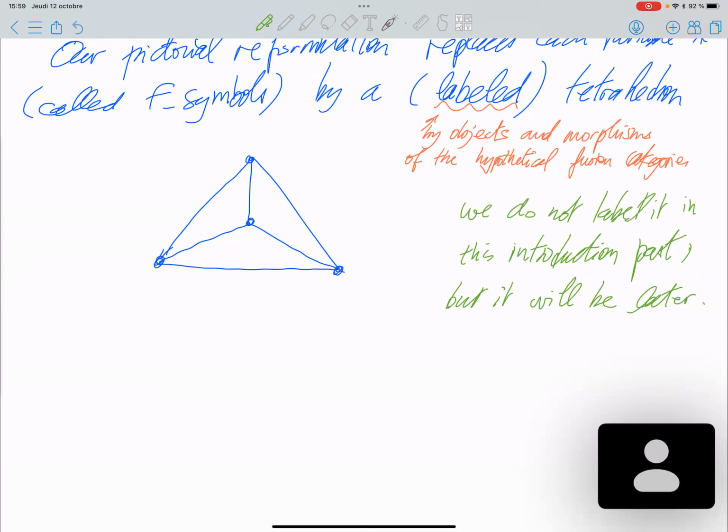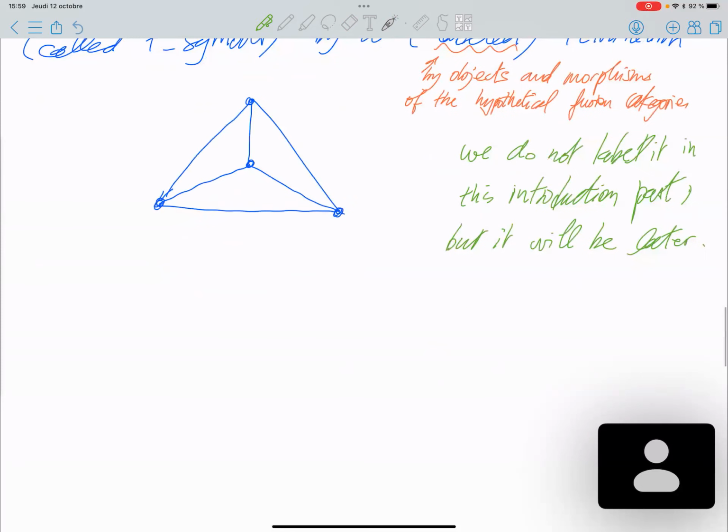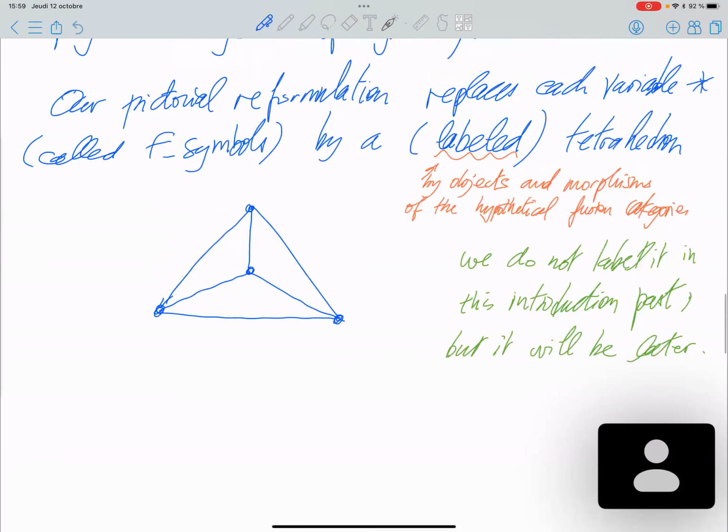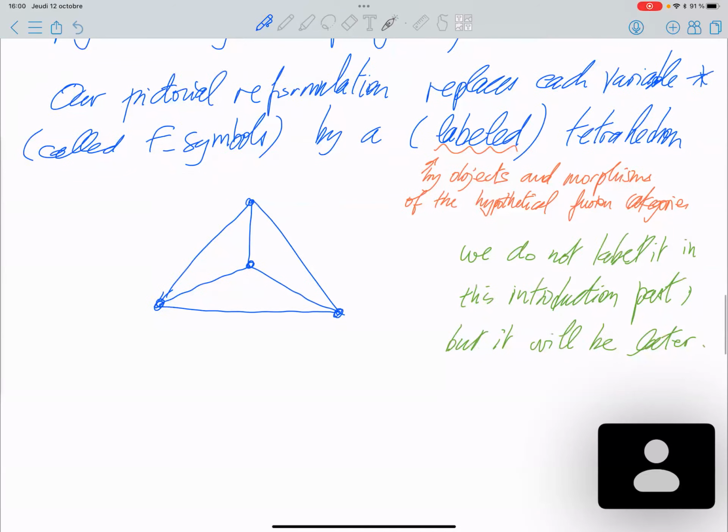I just want to explain the idea of this reformulation. So we don't need the label, just to explain the idea. Each variable is replaced by a tetrahedron like that, and each equation is reformulated by two ways to evaluate a triangular prism, a labeled triangular prism with labeled tetrahedron.